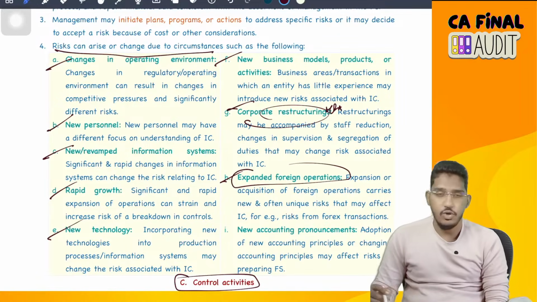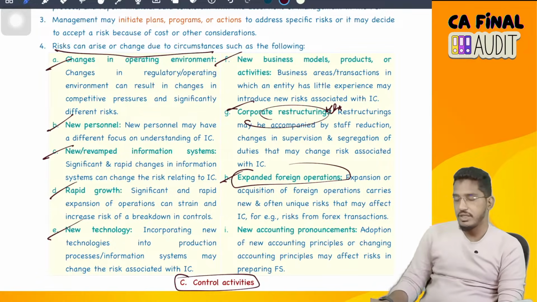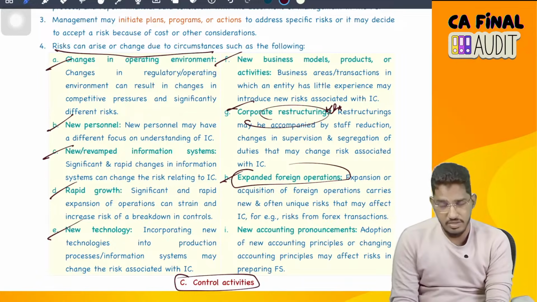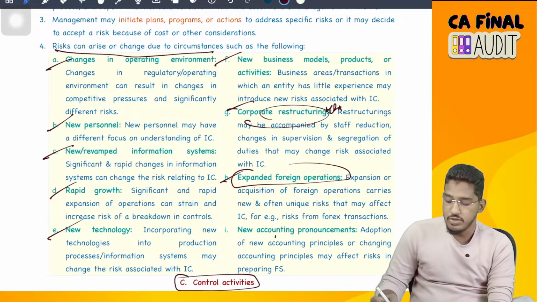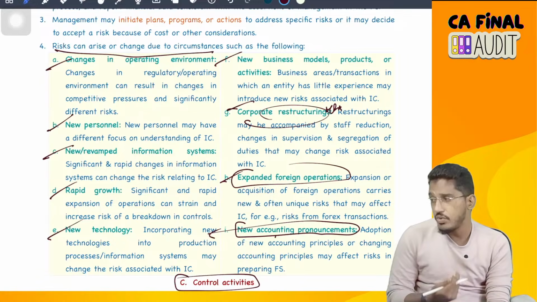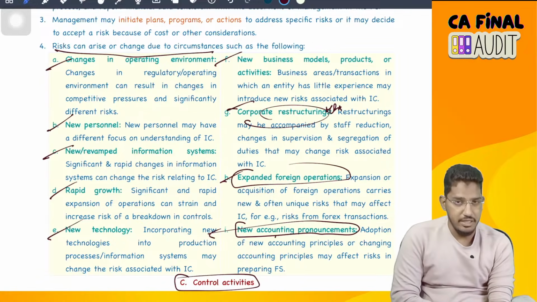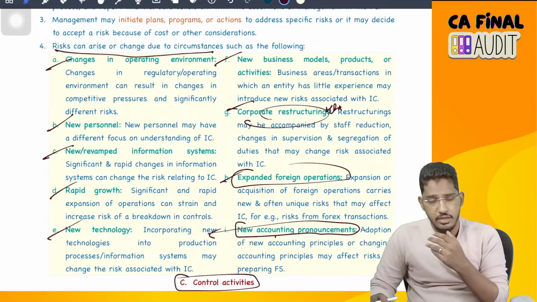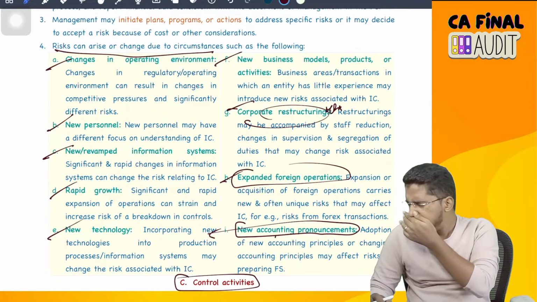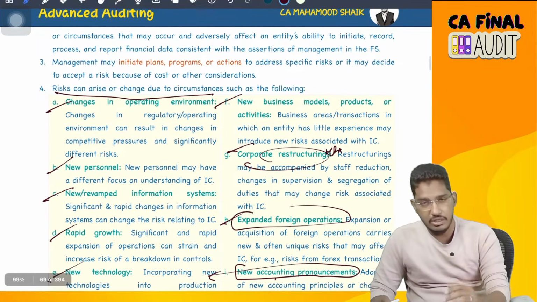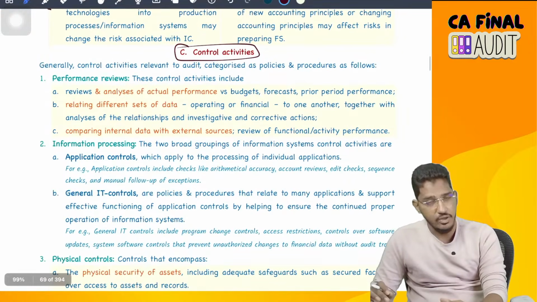And even expanded foreign operations. When you are expanding your operations to a foreign country, there you might have to face new risk, like foreign exchange fluctuation risk. Or sometimes new accounting pronouncements, like new accounting standards or accounting standards undergoing amendment. This also can bring new risk to the organization. So whatever it is, the management should study their own organization and identify all the risk.